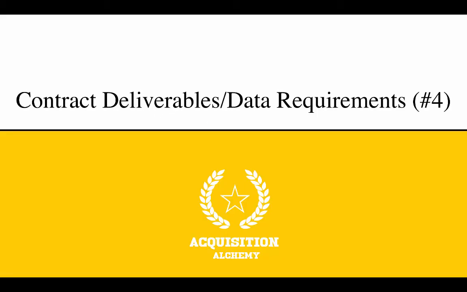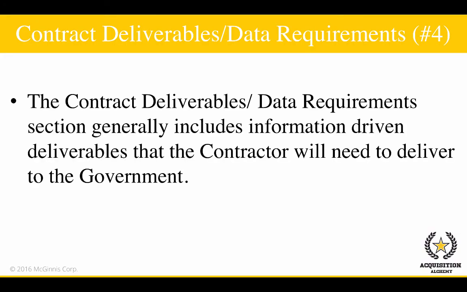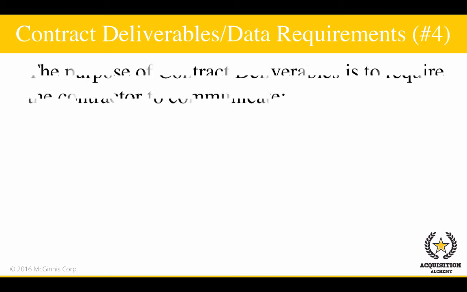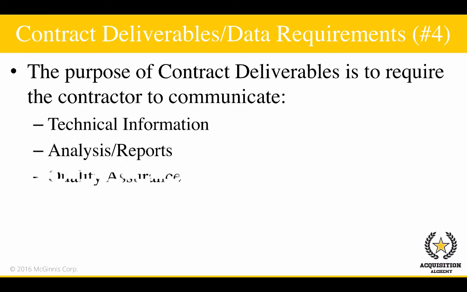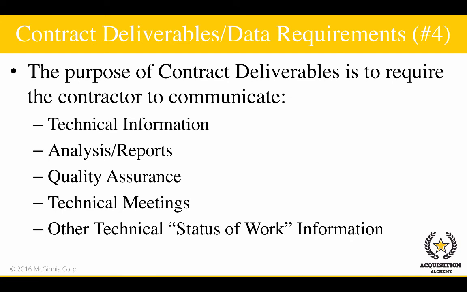The contract deliverables/data requirements section generally includes information-driven deliverables that the contractor will need to deliver to the government. The purpose of a contract deliverable is to require the contractor to communicate technical information, analysis reports, quality assurance, technical meetings, or any other technical status of work information so that the government can have a clear understanding of a contract's status and, moreover, provide the government the ability to maintain positive control over a contract's fundamental work elements.